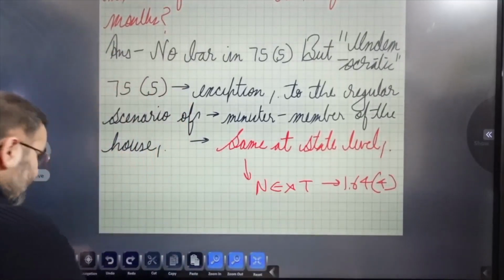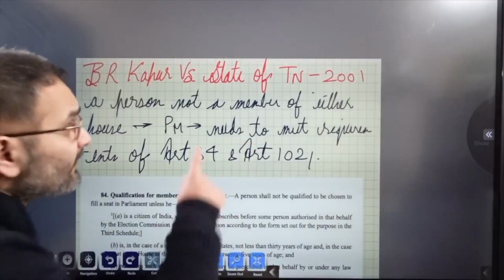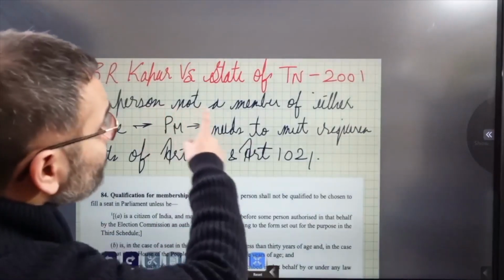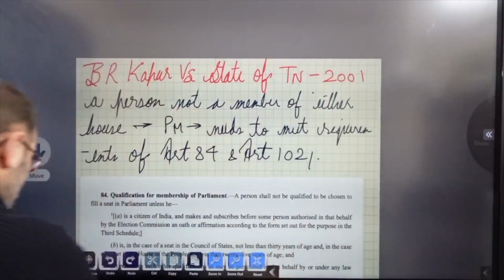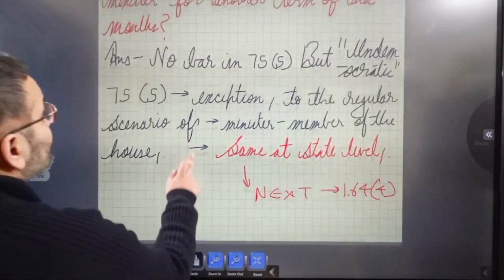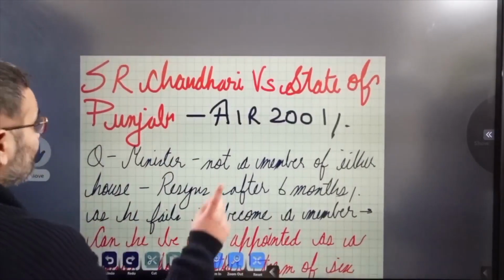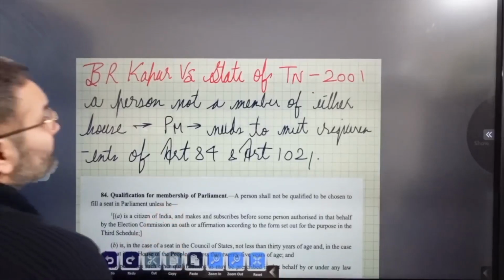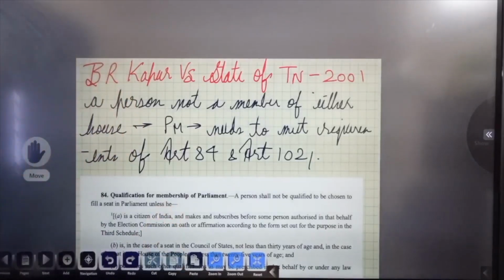Basically 164 clause 4 is there, not allowed. So who is the case for 164 clause 4? B.R. Kapoor versus State of Tamil Nadu. You have noted the previous one, S.R. Chaudhary versus State of Punjab, and here B.R. Kapoor versus State of Tamil Nadu, again a 2001 case law.